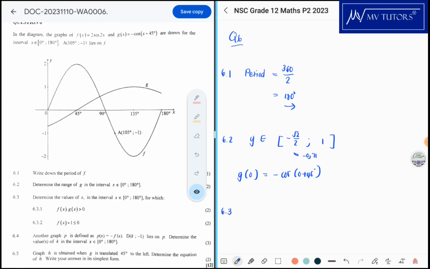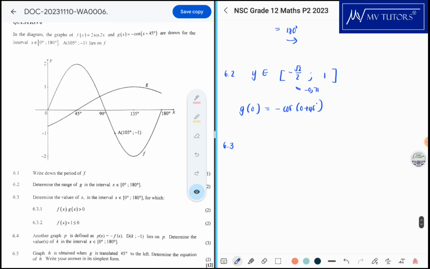Now 6.3, it says determine the values of x in the interval. x is an element of, okay, from 0 to 180 degrees. Okay, this is where it gets very interesting and where a lot of students struggle. But like I say, hopefully after this you won't struggle with this as much. So basically, if they're saying f of x times g of x is bigger than 0, what they're saying is, the y values of f, if you multiply them by the y values of g, what will give you a positive?